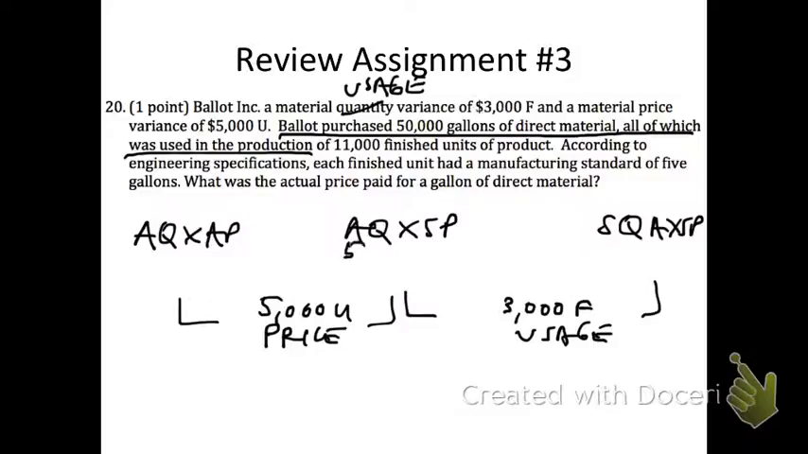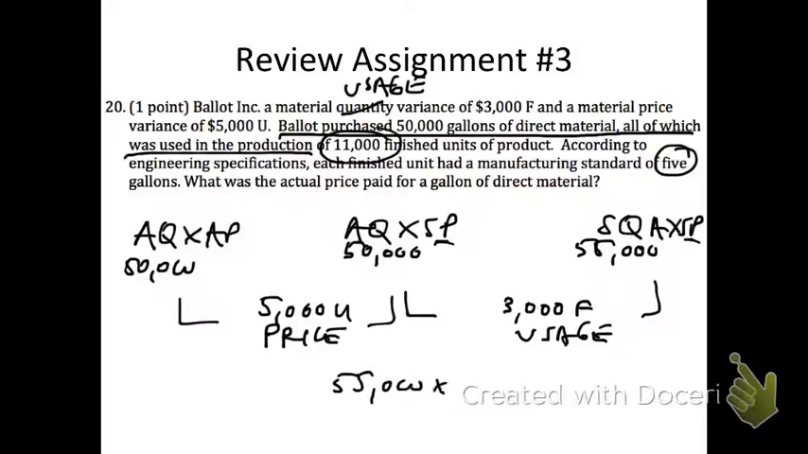I know that the actual quantity that I purchased and used is 50,000. And I know my standard quantity allowed because I produced 11,000 units of product, and I have a standard number of gallons of 5 gallons per unit that I produced, so my standard quantity allowed is 55,000. So what I can do is I can concentrate on this usage variance, because the only thing I don't know, the difference between these two, is the standard price.